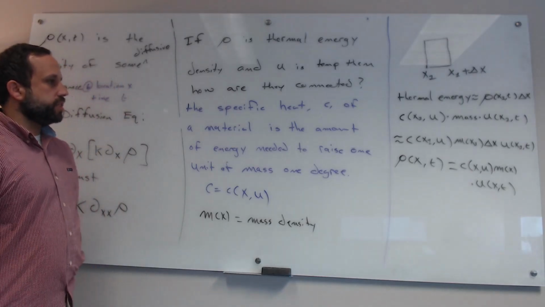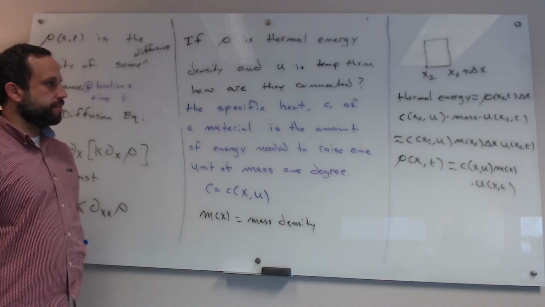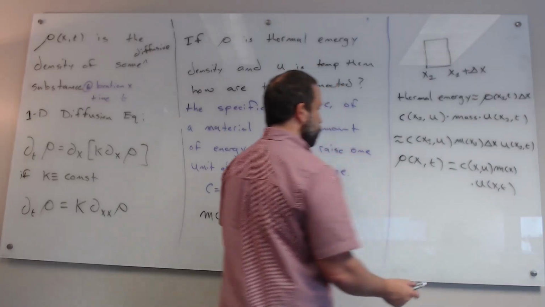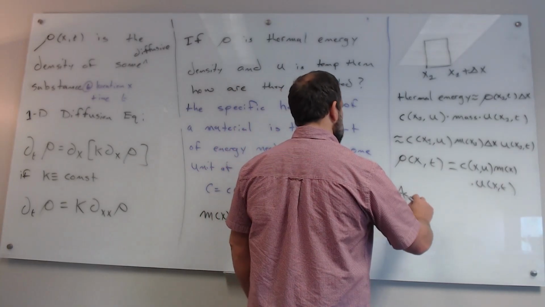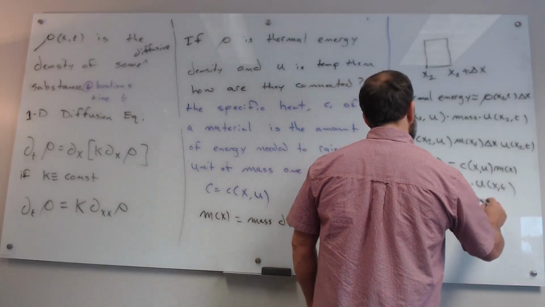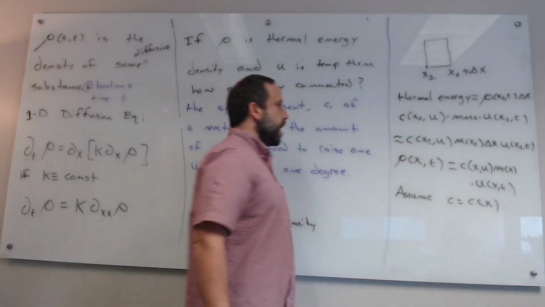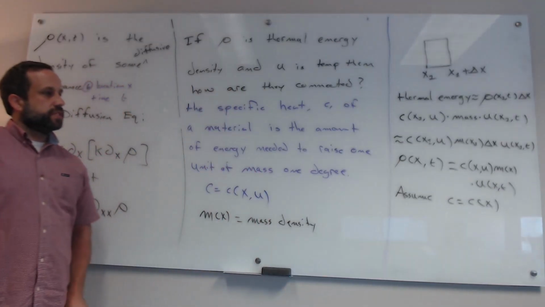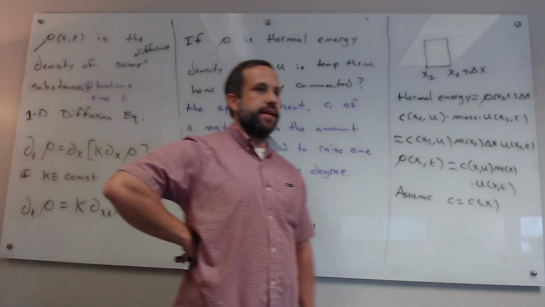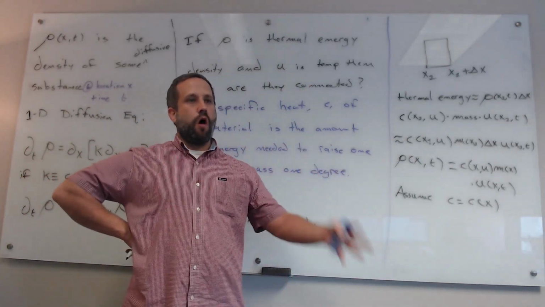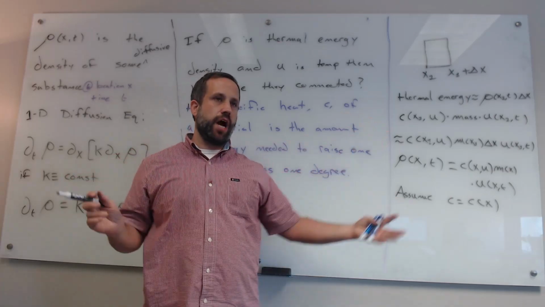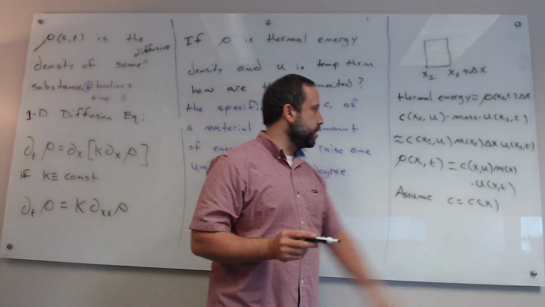So here, rho is equal to the specific heat times the mass density function times the temperature. Now, what we're going to do is assume c is just a function of x. If the specific heat actually is a function of u, then this equation gets much more complicated. But we're going to assume that for small temperature changes, the specific heat is basically constant. And so the specific heat only depends on x.